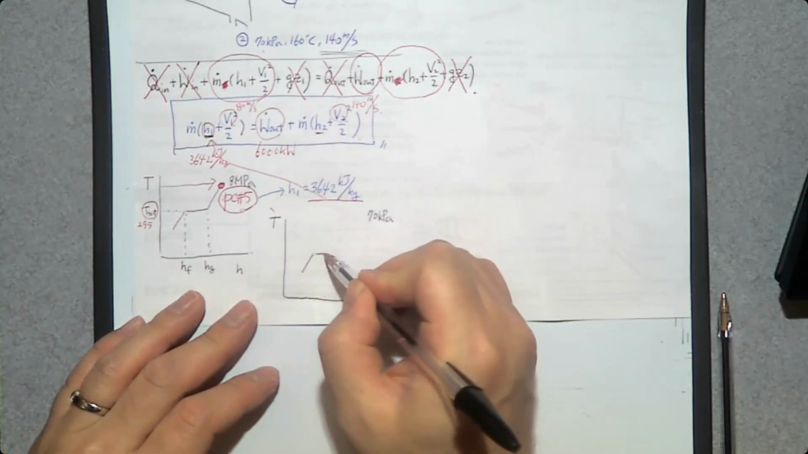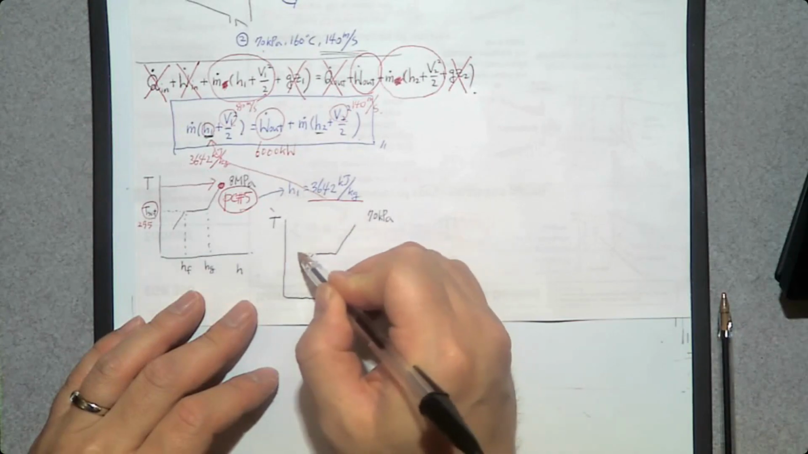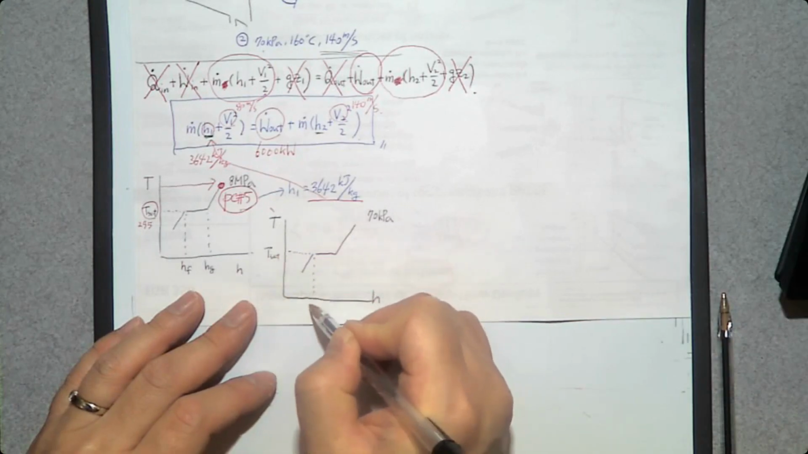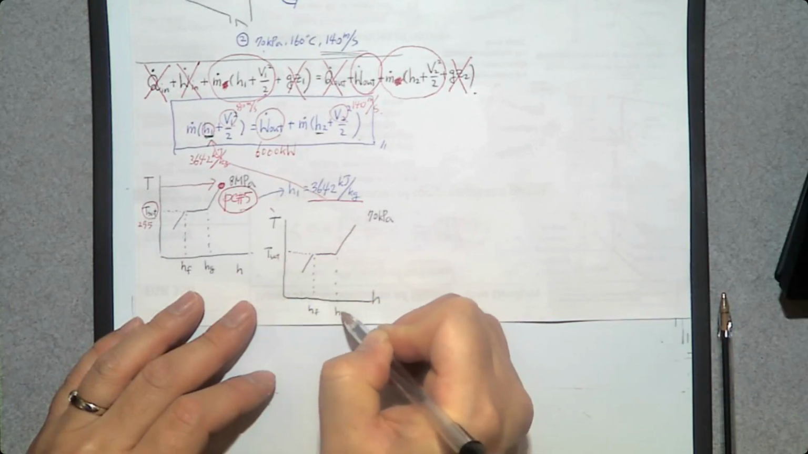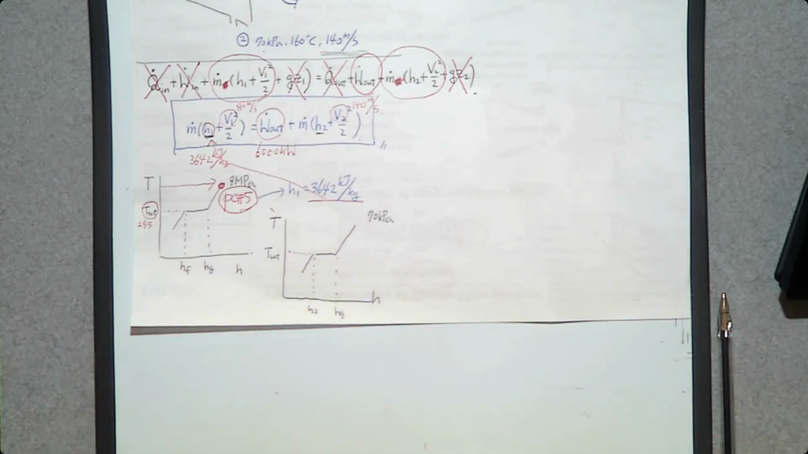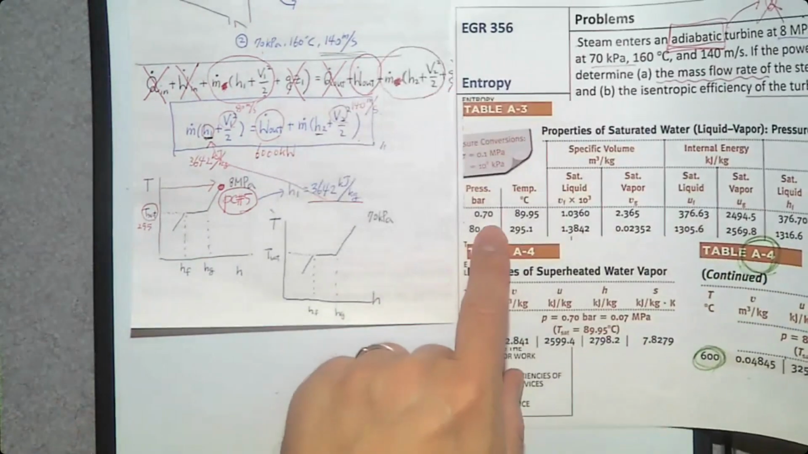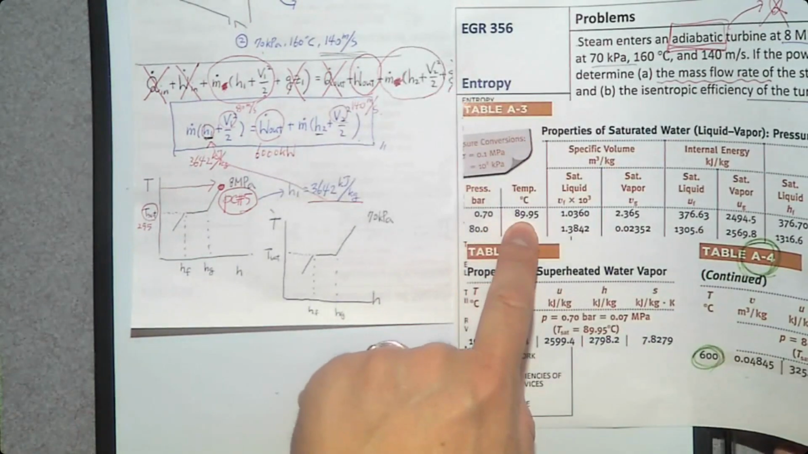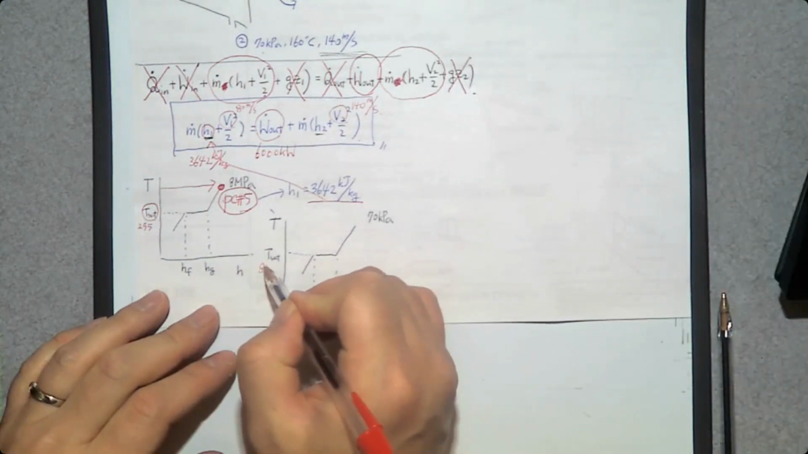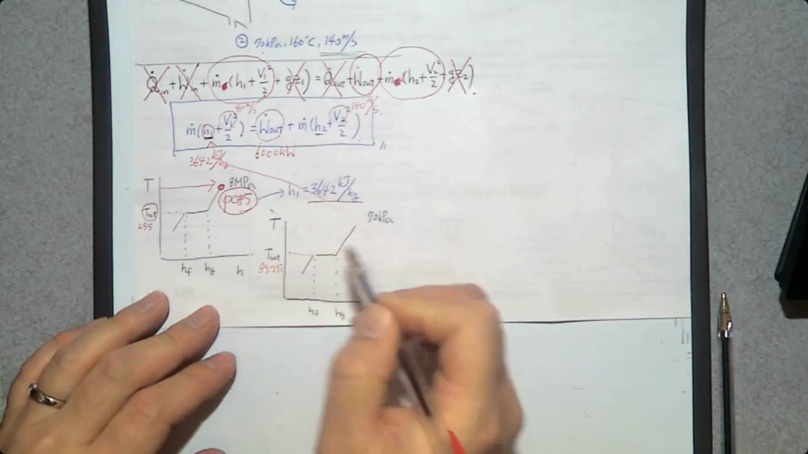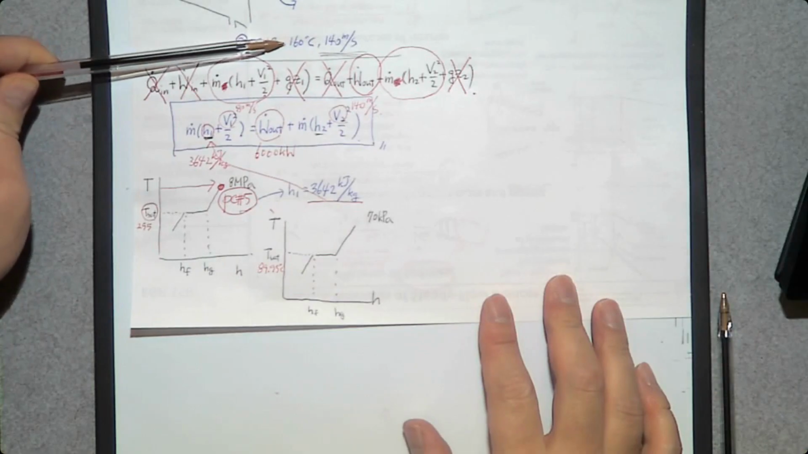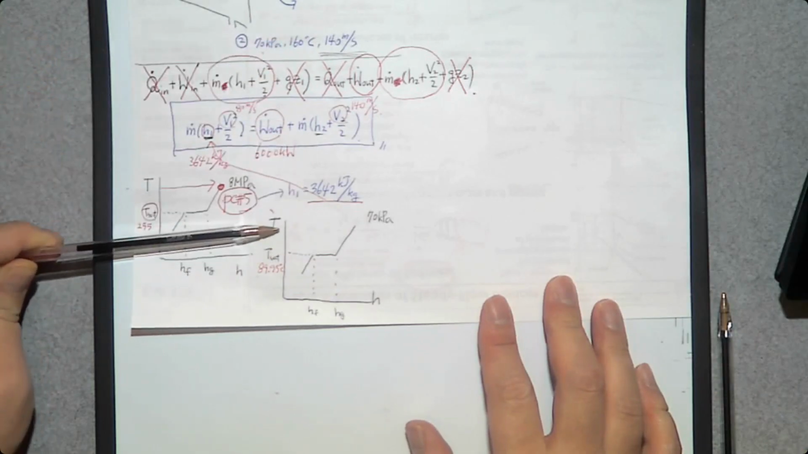This pH diagram looks like this. We need T sat, HF, and HG. Then what is T sat at 70 kilopascal? At 70 kilopascal, T sat is only 89.95. So what is the temperature of our system? 160. That's pretty high. The 160 is up here.